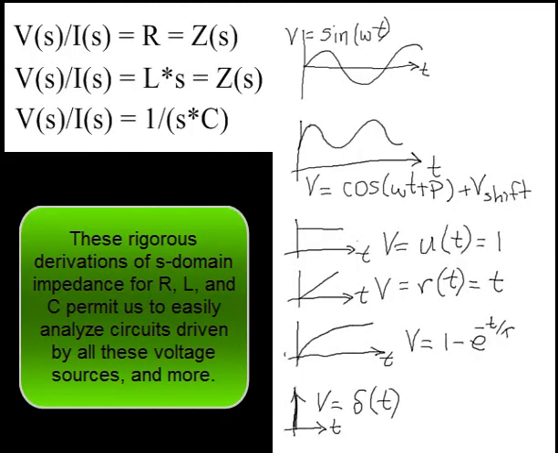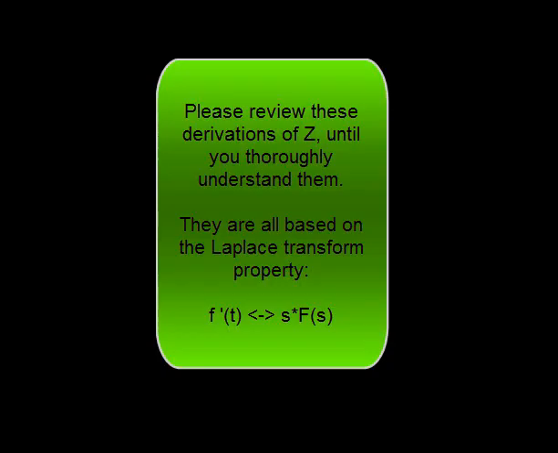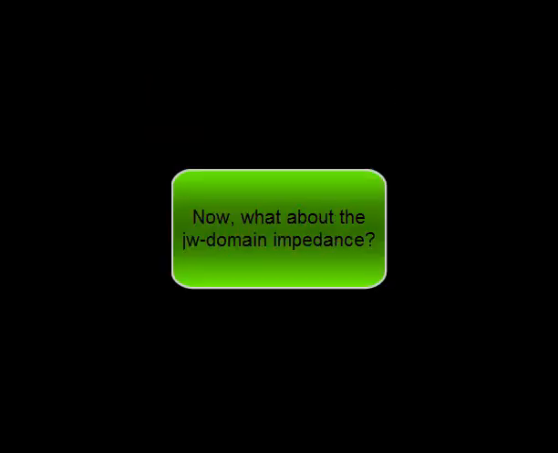These rigorous definitions of S-domain impedance for resistor, inductor, and capacitor permit us to easily analyze circuits driven by all these voltage sources and more. Please review these derivations of impedance until you thoroughly understand them. They're all based on the Laplace transform property that derivative in the time domain is equivalent to multiplying by S in the S domain. Now, what about J omega domain impedance?